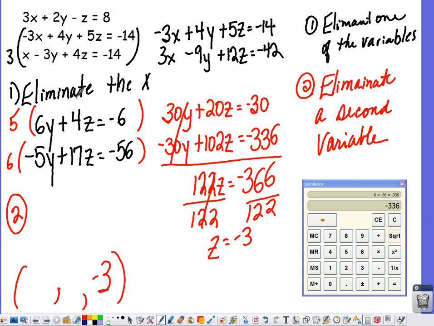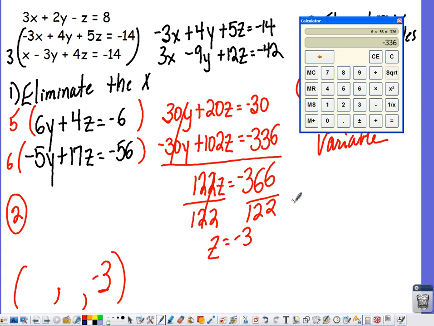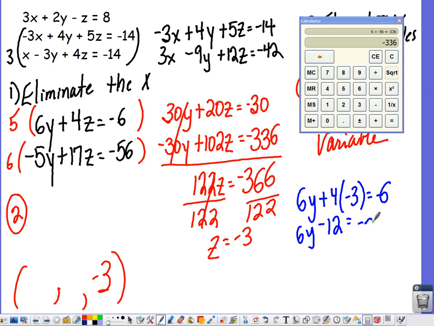So I'm going to go ahead and plug it in the first one, and everywhere I see a z, I'm going to put -3. So I get 6y plus 4 times -3 equals -6. So 6y, 4 times -3 gives me -12, equals -6. Add 12, and 6y equals 6. So divide by 6, and y is 1. So my y is 1.